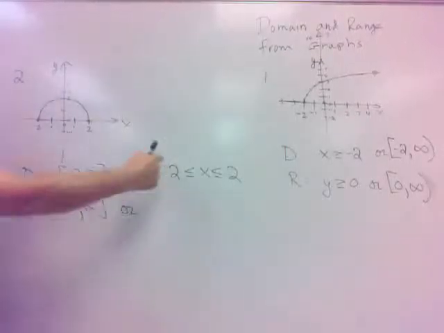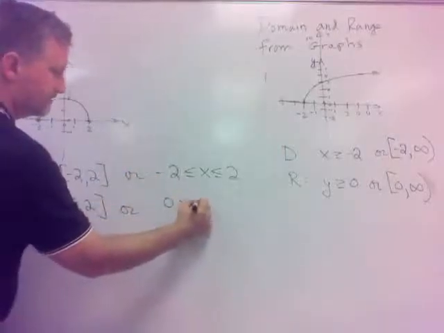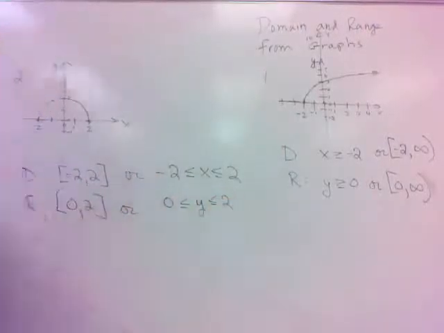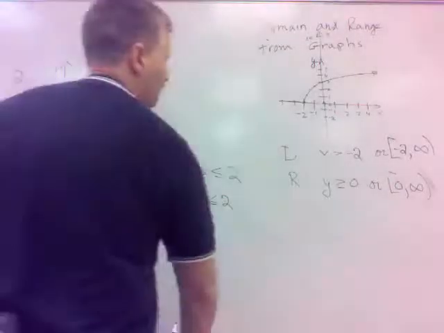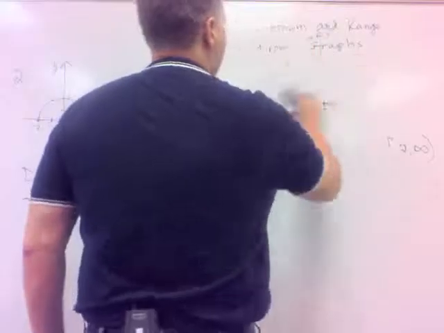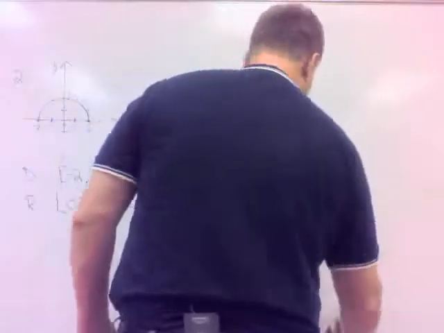Or, if you want to write it this way, 0 is less than or equal to y is less than or equal to 2. Is that okay? All right. One other of those, number 3.